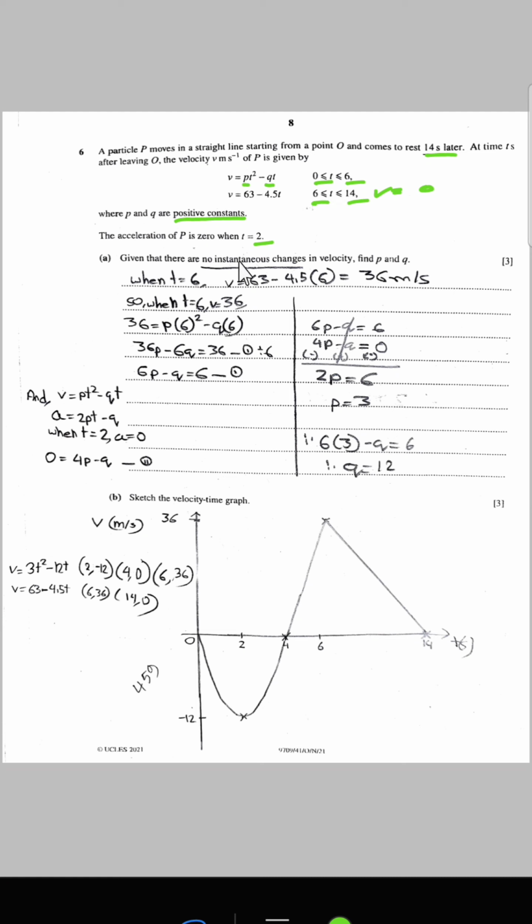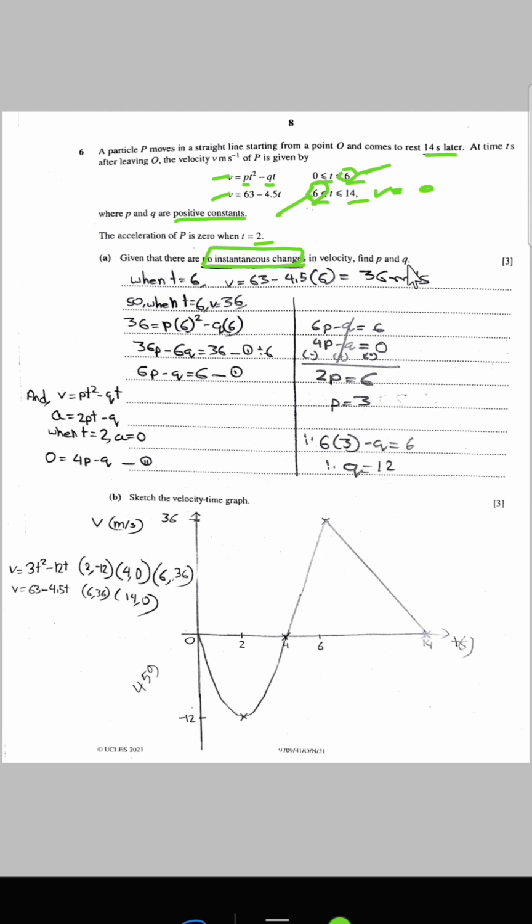Given that there is no instantaneous change in velocity. Whenever the question mentions instantaneous change in velocity, then we have to consider this instant, that is 6 seconds, and this is 6 seconds, because these two instants are different in both cases due to different expressions. So whenever it mentions instantaneous change, we have to think about these two different expressions, and at this time these two values are the same. That means at 6 seconds the velocity we get from this expression and this expression are the same.